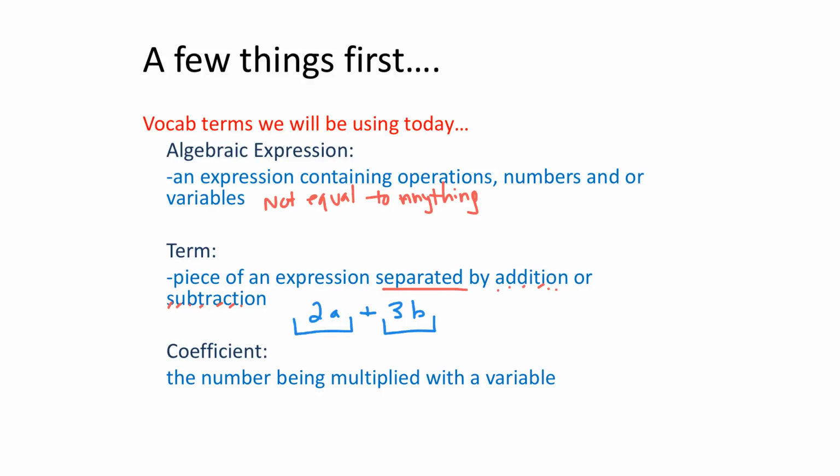Now, the coefficient is just the number being multiplied in front of the variable. It gives us a modifier telling us how much of something we have, or how many multiples of something we have. In the example I just gave, 2a plus 3b, the 2 and the 3 are the coefficients. Those are the things we're typically going to be working with. The variables are just byproducts, along for the ride.